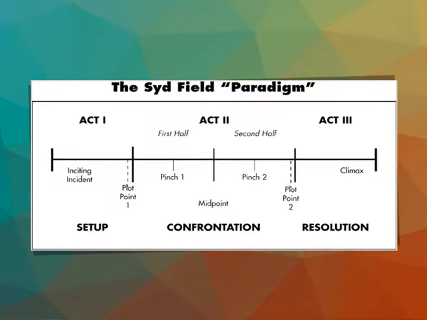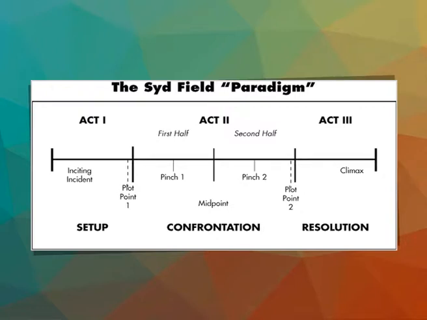Act 2 is known as confrontation. Here the main characters begin confronting the series of obstacles that stand in their way. They also reveal more backstory or secrets about themselves. They suffer setbacks that test their desire for achieving the goal.